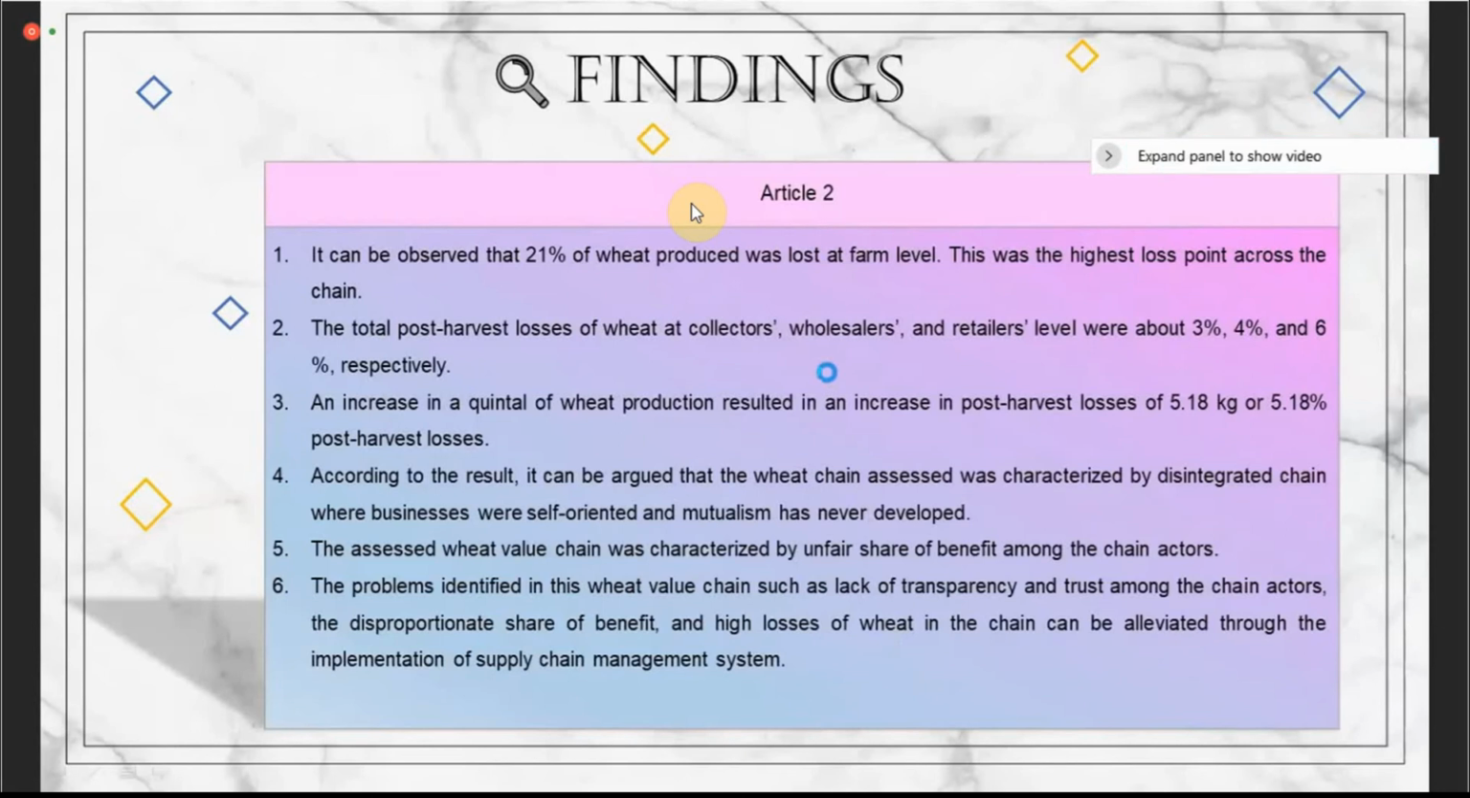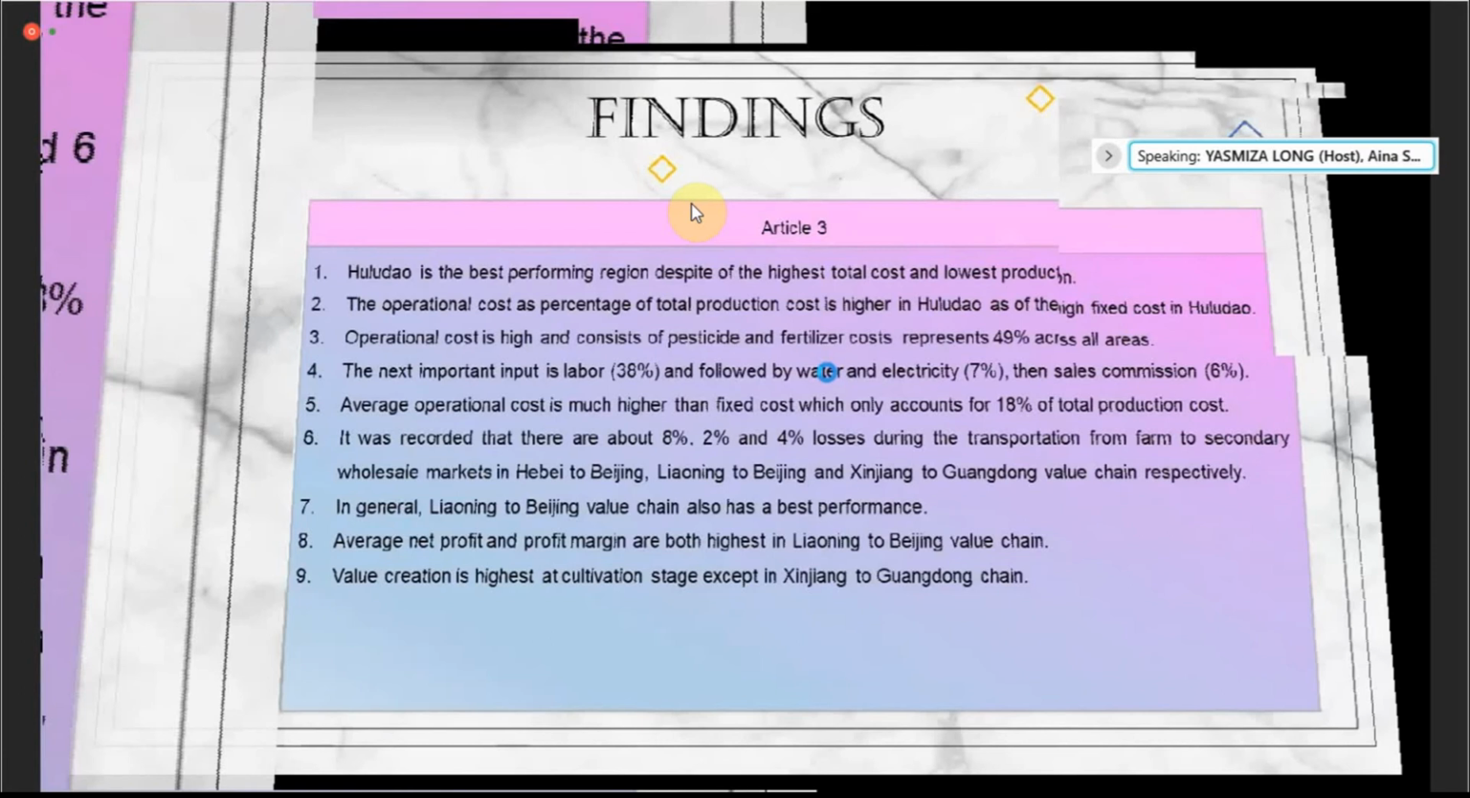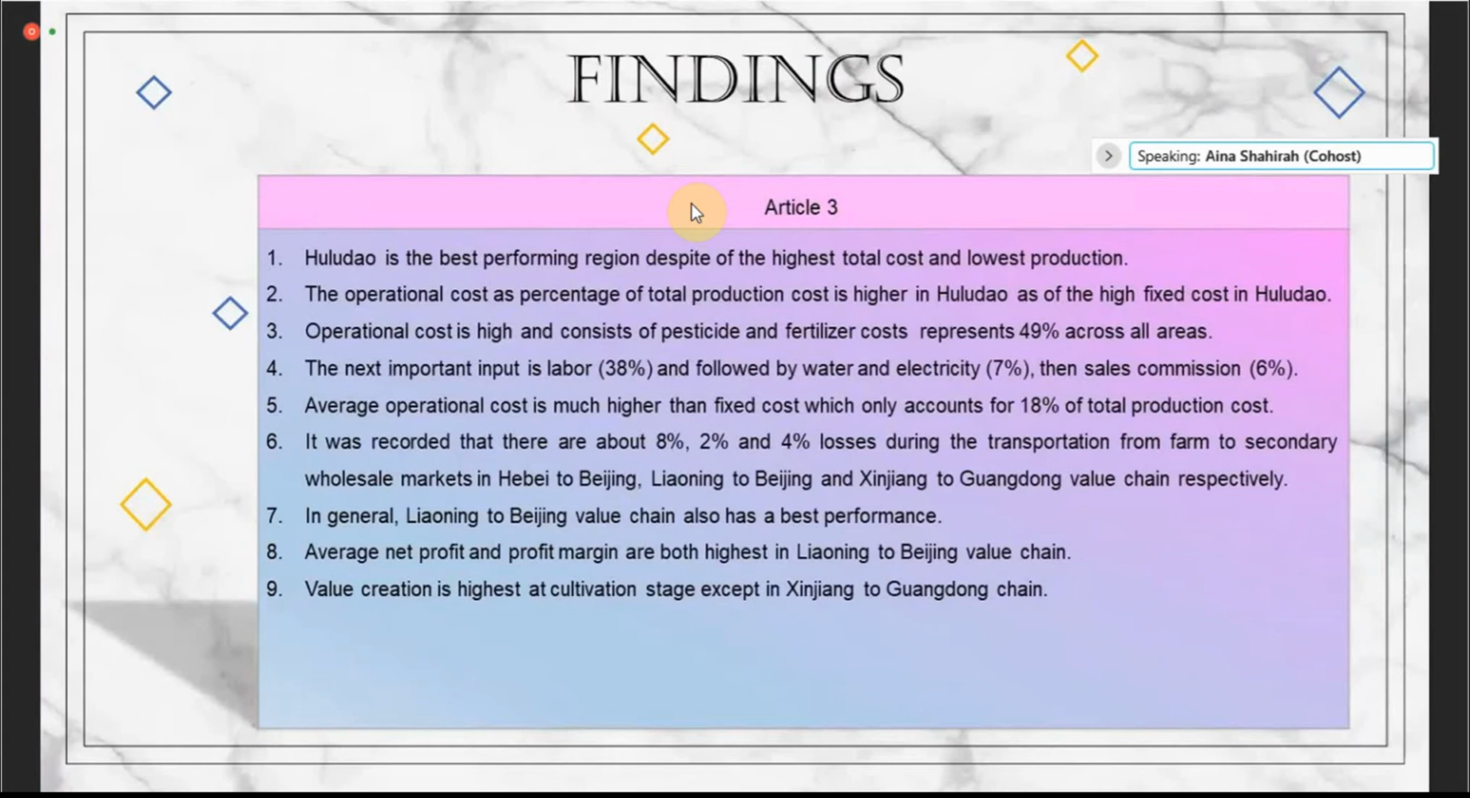Then we move to Article 3. In this article, the aim is to understand the cost-benefit and share performance of key actors in different stages of the supply chain and critical factors impacting the whole chain's performance in the context of different regions in China.